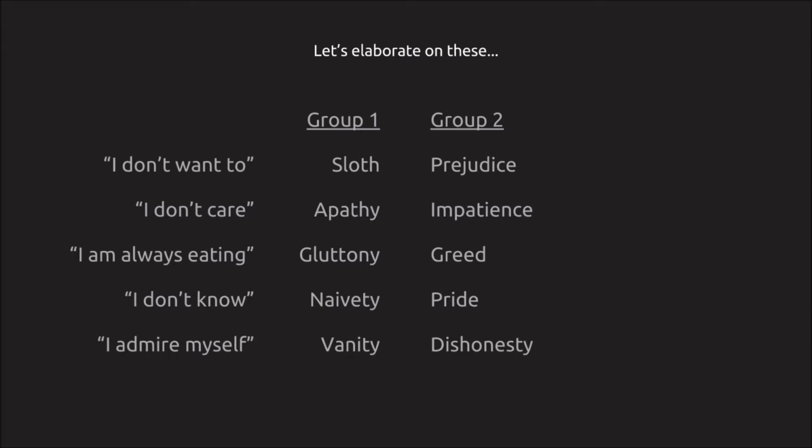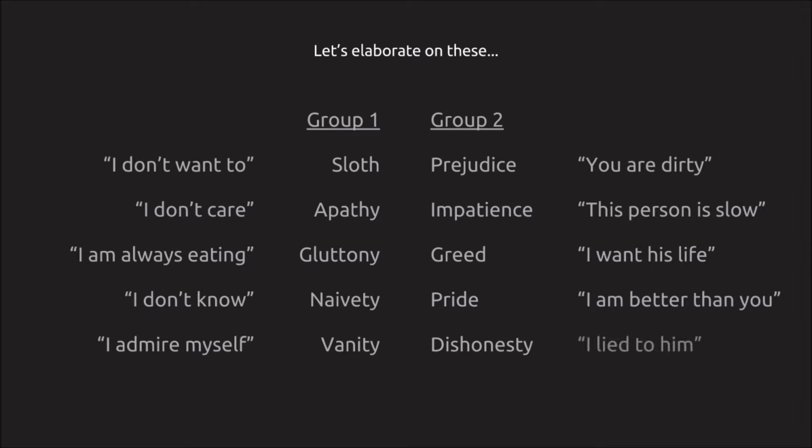In Group 2: you are dirty. This person is slow. I want his life. I am better than you. I lied to him. Did you notice a pattern?